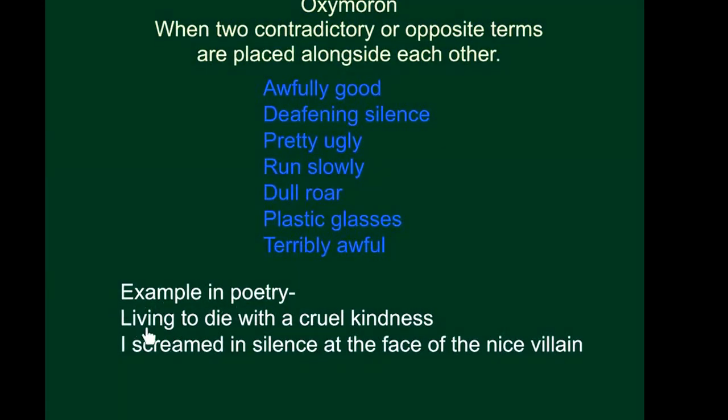Example in poetry: living to die with a cruel kindness, I screamed in silence at the face of the nice villain. Okay, with a cruel kindness, you can't really have cruel kindness. Or screamed in silence. How can you scream in silence? So these are examples of oxymorons in poetry.